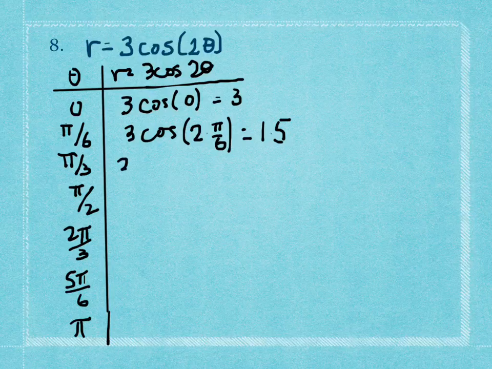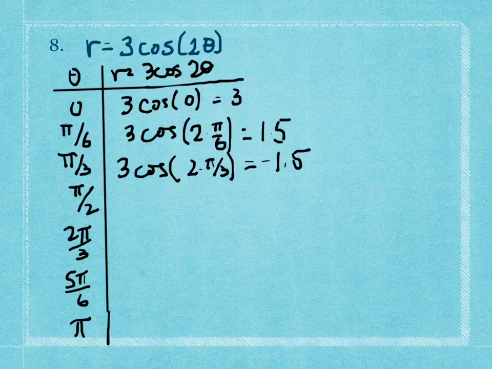The next one I have is 3 cosine of pi thirds times 2. And so this is actually the same thing as 2 pi over 3, and at 2 pi over 3 this is a cosine value that's actually negative 1/2. So we have negative 1/2 times 3, so this is negative 1.5.